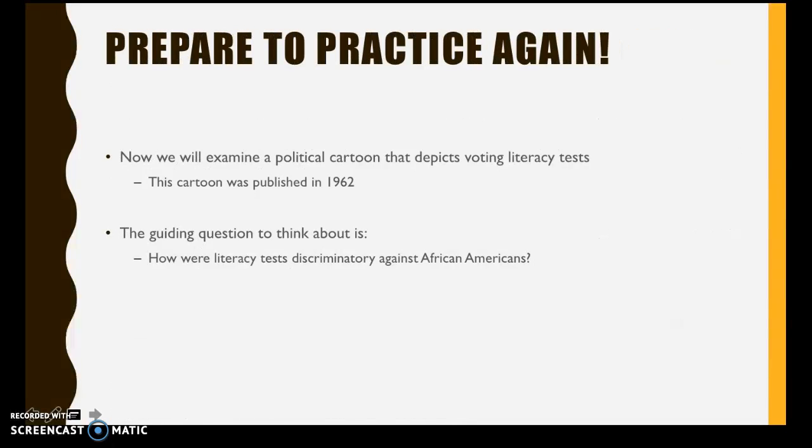Alrighty, so we're going to practice one more time with a secondary source, and I'm going to show you how to do that. And we're going to look at a political cartoon that depicts voting literacy tests, and this cartoon was published in 1962. We've talked a little bit about this topic. We haven't gone too in depth, but we do have some background knowledge of that from class. And the guiding question we're going to want to think about while we look at this is, how were literacy tests discriminatory against African Americans?